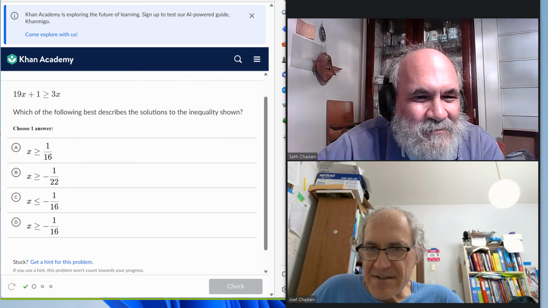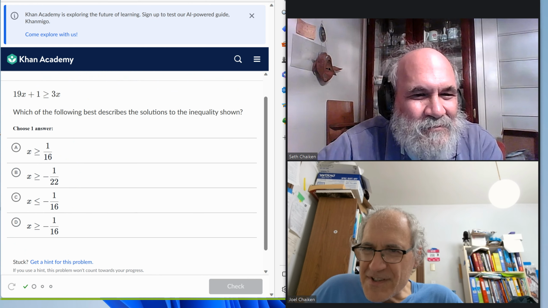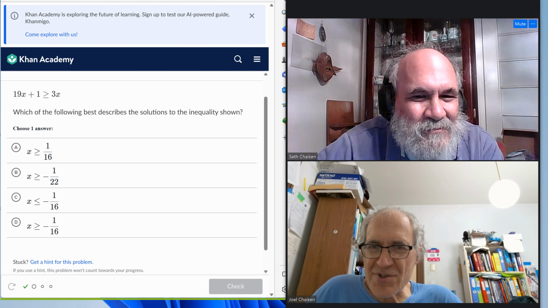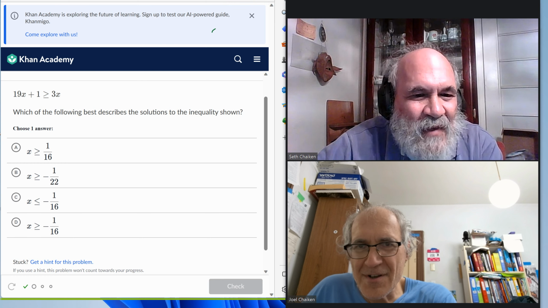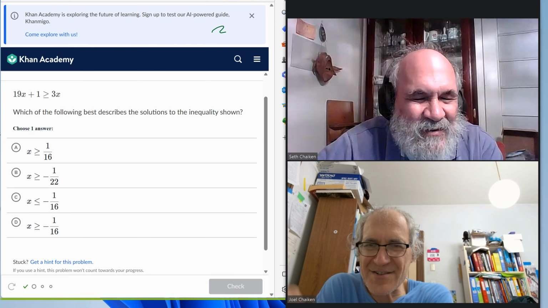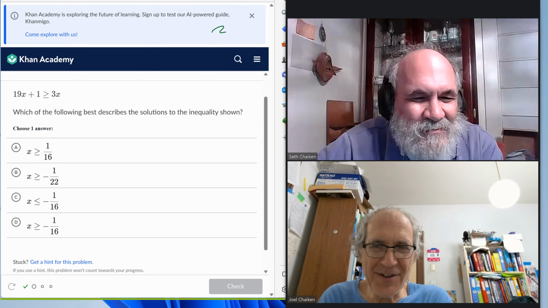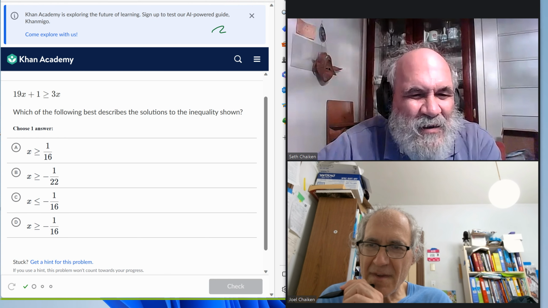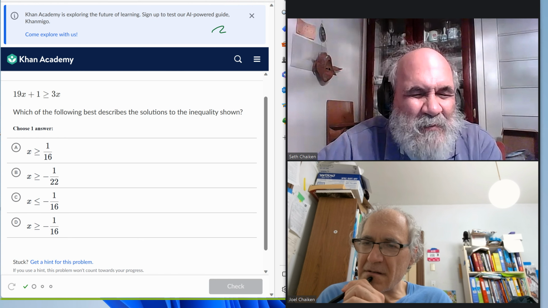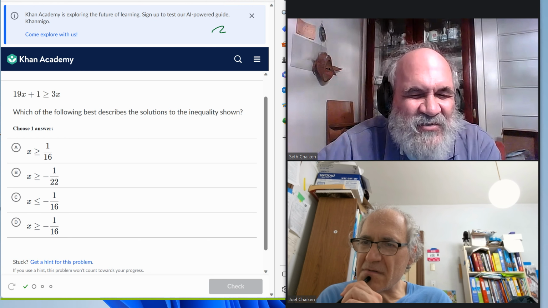Okay, which of the following best describes the solutions to the inequality? What a weird way to ask that. Isn't that strange? It's a strange way of saying it. Well, some of them might describe subsets of these solutions.